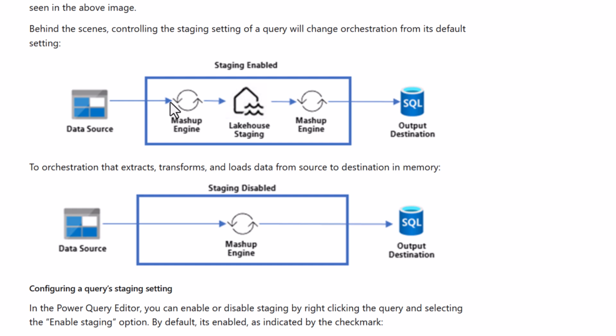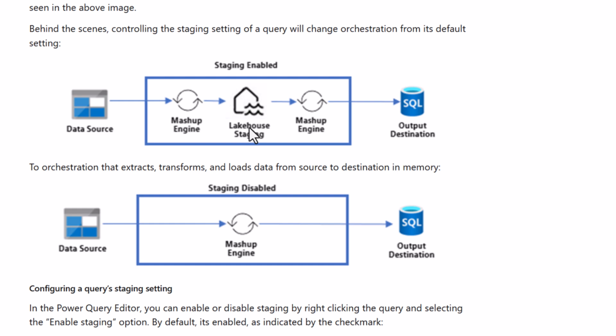If you've got a lot of data transformations or very large amounts of data, staging is probably going to be a lot more efficient. Now, if you've got small data sets, it's probably going to be less efficient, right? Because you're going to have to write the data into a lakehouse, transform it in the lakehouse, and then write it. Then the mashup engine picks it up again and writes it to your output destination. So there's lots of reading and writing here. So on small data sets, you probably want to disable staging or not enable staging.